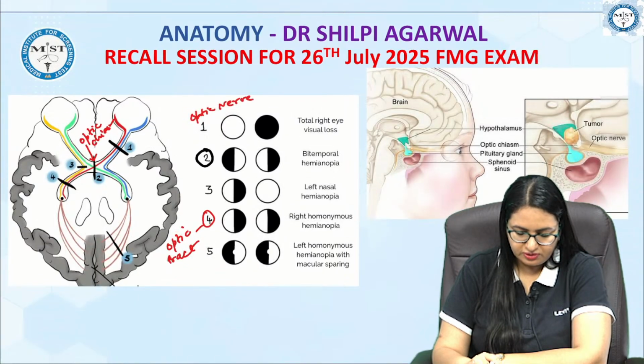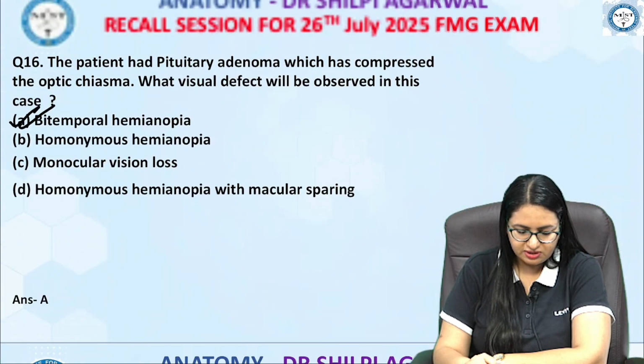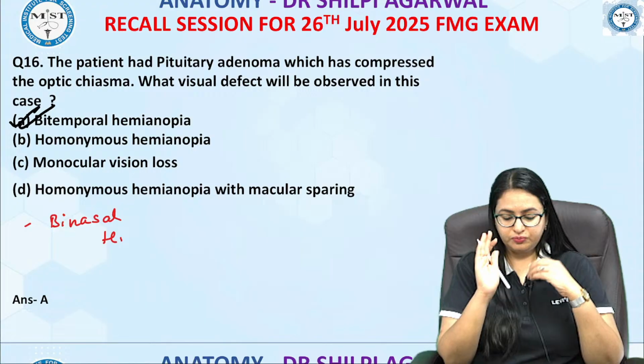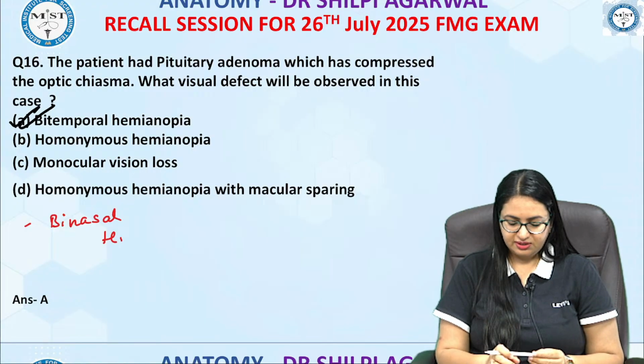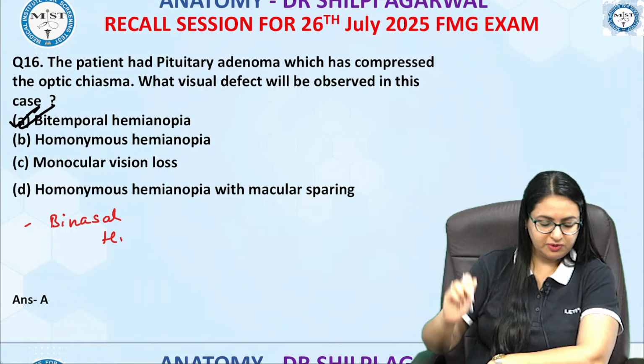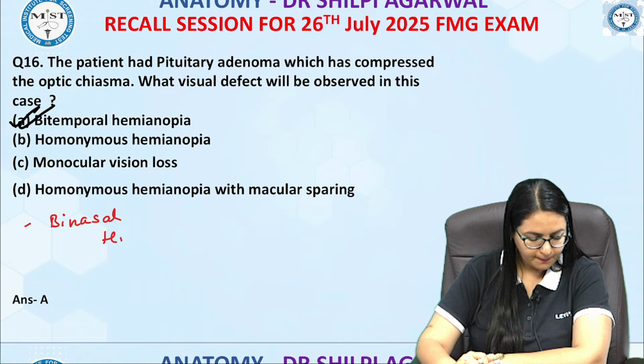Binasal was also given in the options. Binasal hemianopia means loss towards the inner side. So definitely the answer will be bitemporal hemianopia.